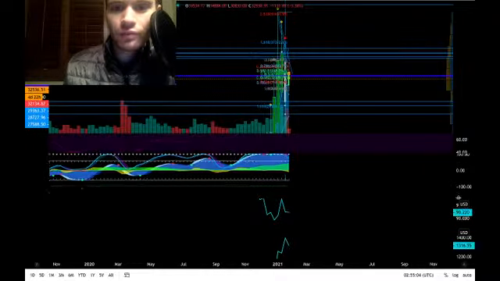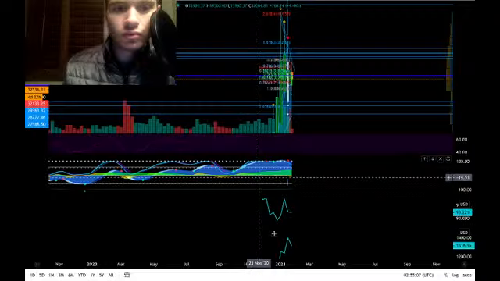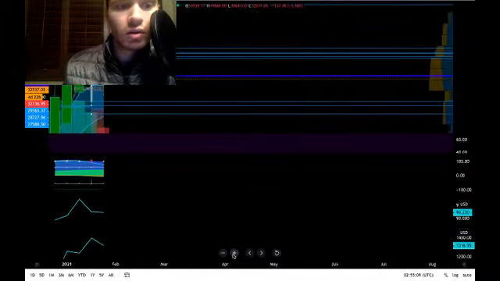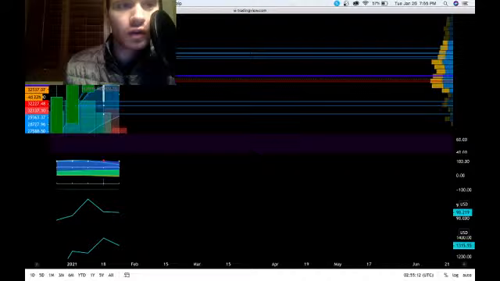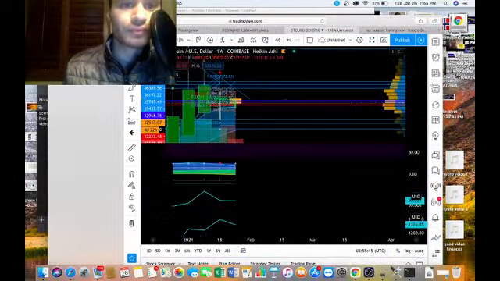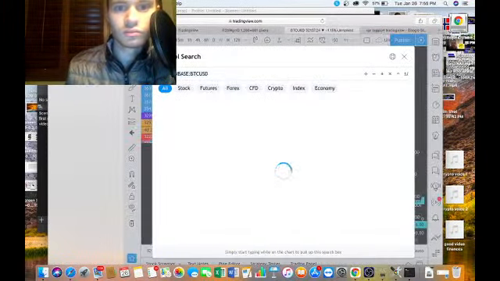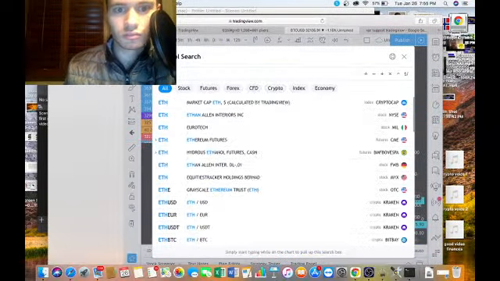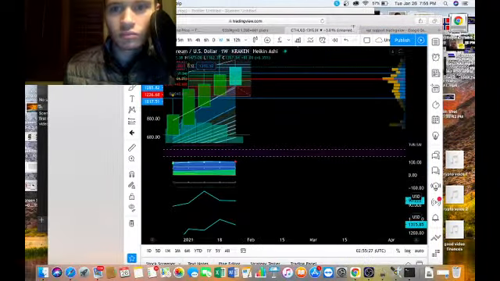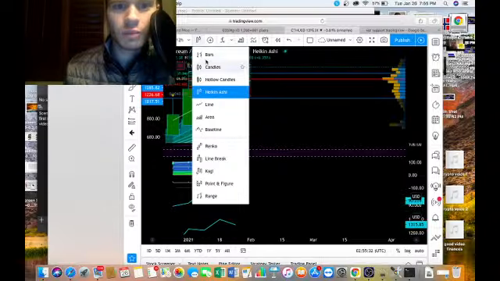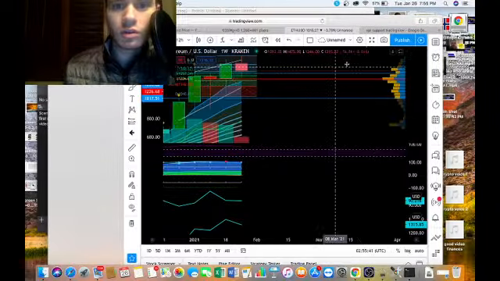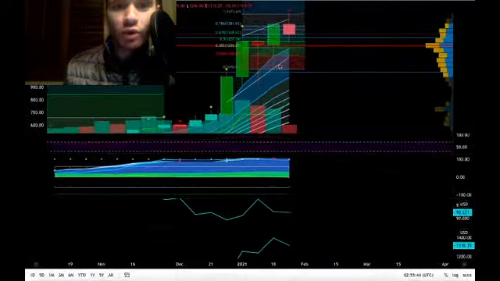Let's see. Anything change on the weekly? It looks pretty much the same. Let me turn off the Ichimoku for a second, or not Ichimoku, the Heikin-Ashi candles. Alright. Wow, that is pretty bullish.